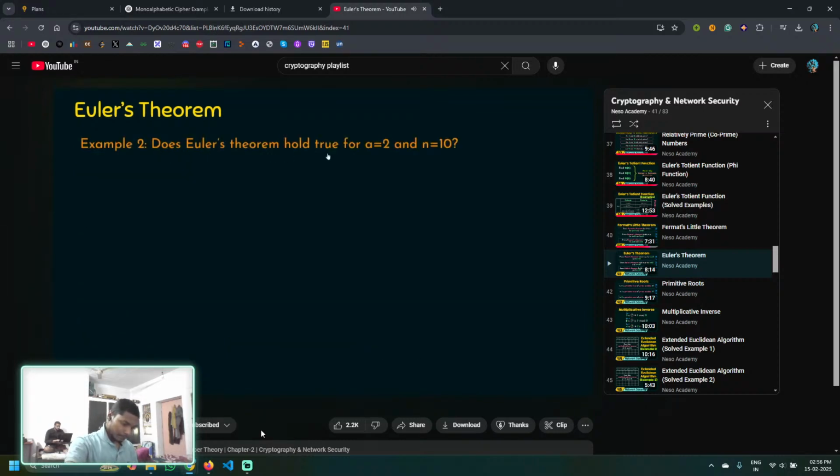The question is, does Euler's theorem hold true for a is equal to 2 and n is equal to 10? So we are required to check whether Euler's theorem holds true for these values. Let's analyze the initial conditions for each other.